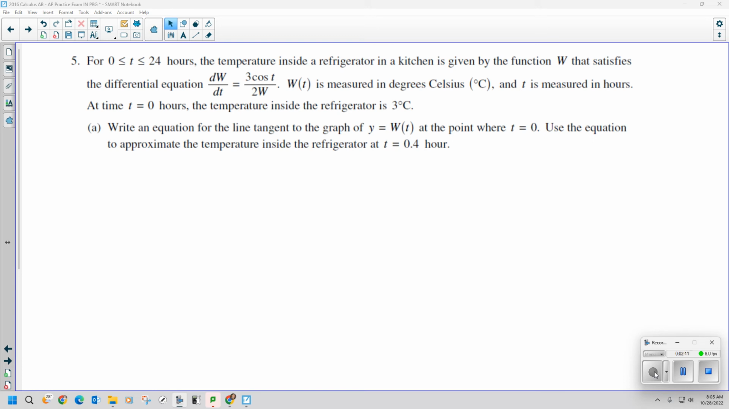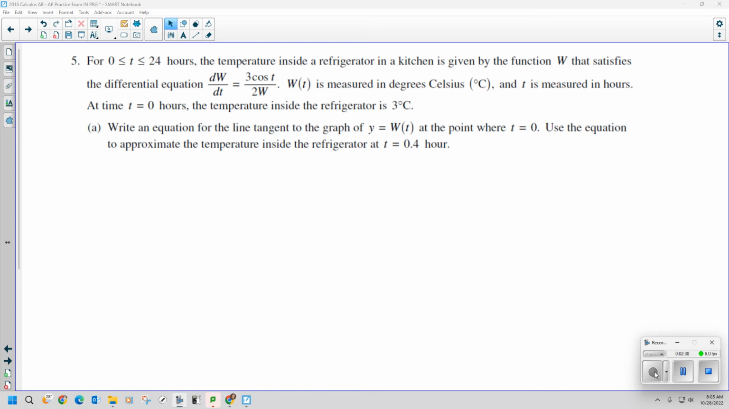Part A asks us to write an equation for the line tangent to the graph of y equals W(t) at the point where t is 0. Use the equation to approximate the temperature inside the refrigerator at a t value of 0.4 hours.